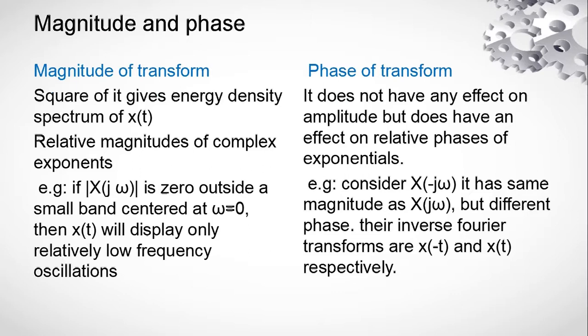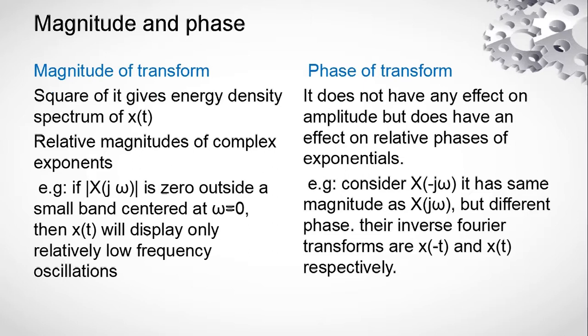For example, consider a signal x of t, and if its Fourier transform is capital X of j omega, and its magnitude is 0 outside a small band centered at some particular omega 0, so if the Fourier transform is confined within a small band around omega 0, then the signal will display only low frequency oscillations.